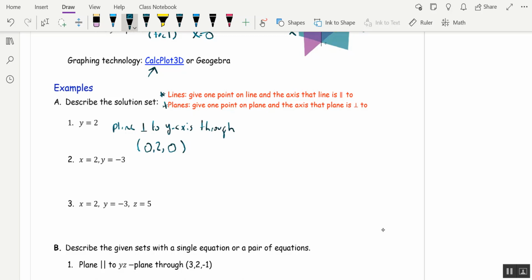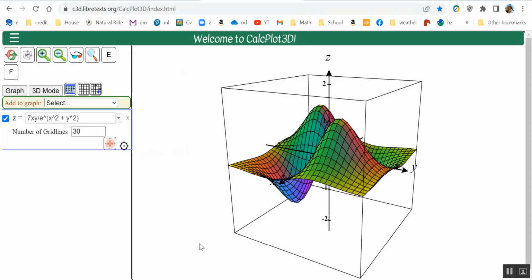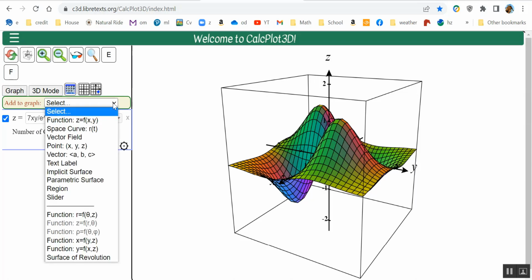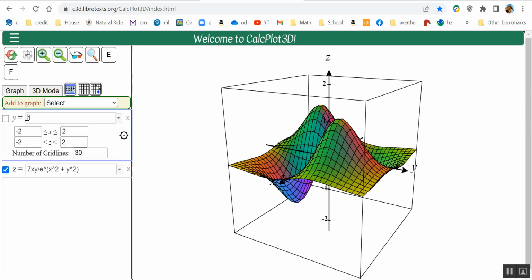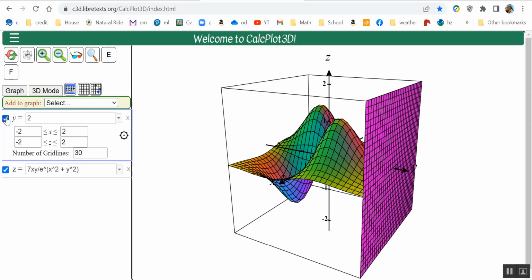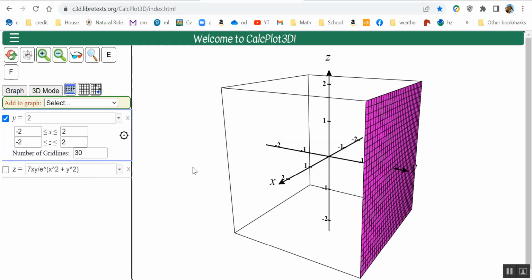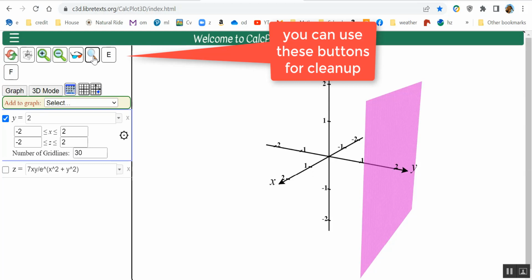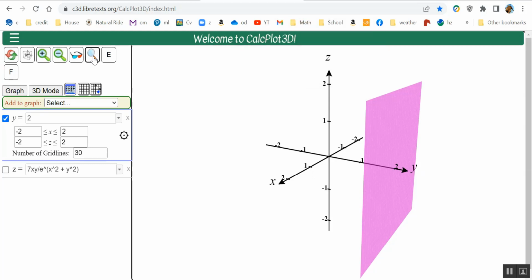Now let's take a look at that on CalcPlot 3D. Here's CalcPlot 3D, and the default equation is z equals over here on the left. To get a y equals, I need to go to select, and I want to select a function of the form y equals f of x. So I'm going to write down y equals 2. I'm going to graph that, and I'm going to unclick the default graph, and there I've got my plane y equals 2. And I cleaned it up a little, and you can see it is indeed perpendicular to the y-axis, and it passes through (0, 2, 0).